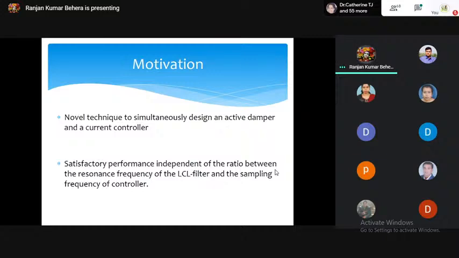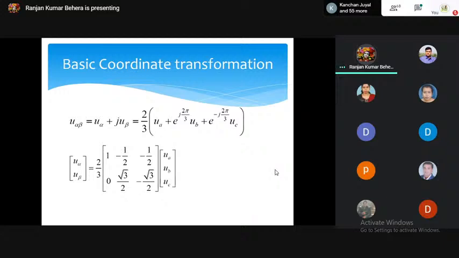will be accepted. Similarly, this simultaneous current control and active damper, they both are designed here, and the performance is satisfactory independent of the ratio of the resonant frequency of the LCL filter to the sampling frequency of the controller. So I told you there are three kinds of frequency.